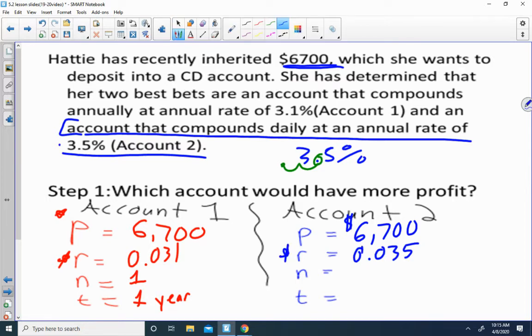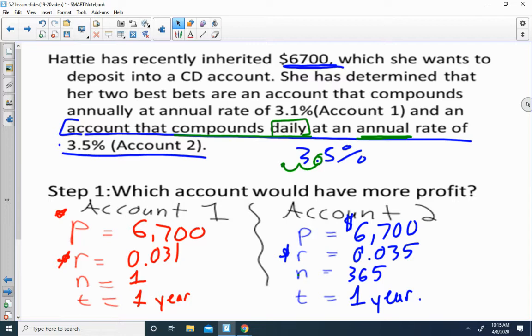And then look for the number of compounds, because that's what the n is, number of compounds. It's compounded daily. And daily means, well, you do it 365 times a year. So the number of compounds would be 365. And then the time we're given, that is an annual rate. So it's a rate that only goes once a year. So in other words, 1 year.